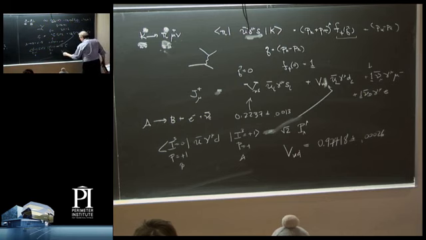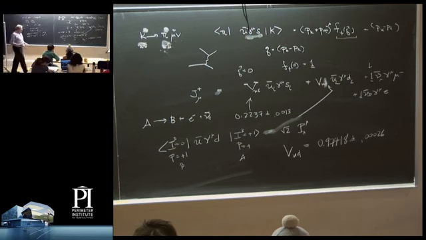VUD is very, very close to 1. But it turns out not to be exactly equal to 1. It turns out to be 0.97, once again the modern determination, 0.97418 plus or minus 0.00026. So it's almost 1. What I told you on Friday was almost correct, but it differs by a few percent.